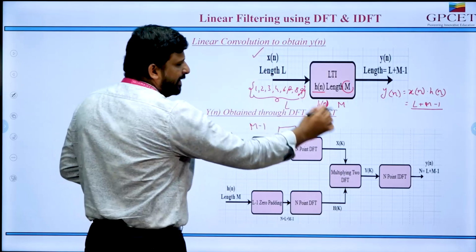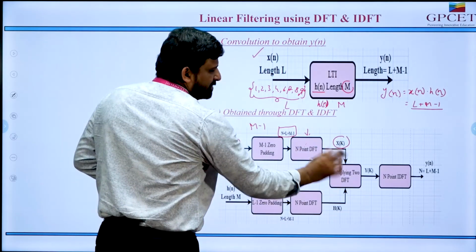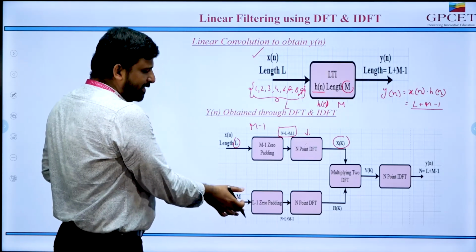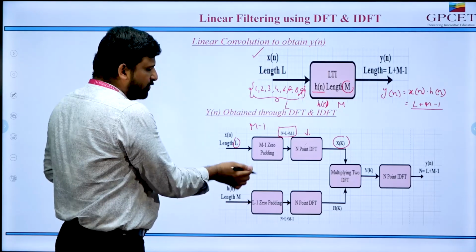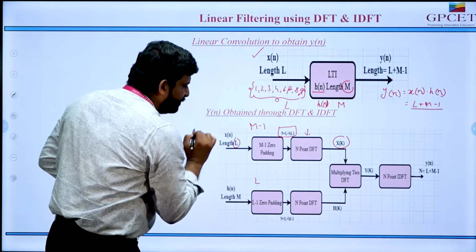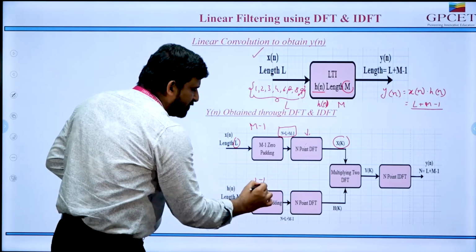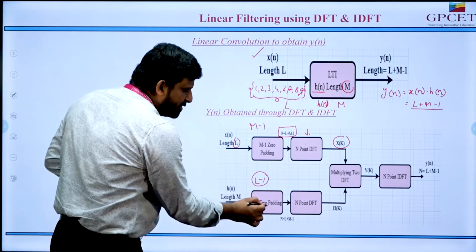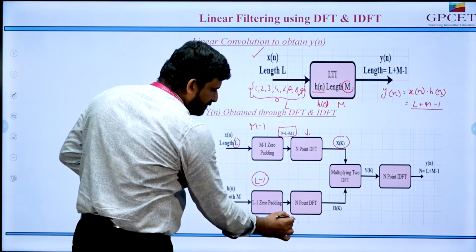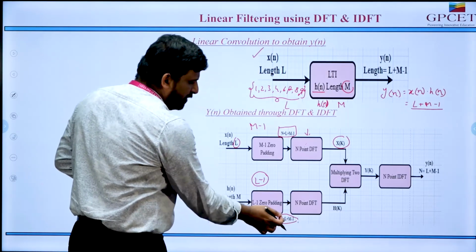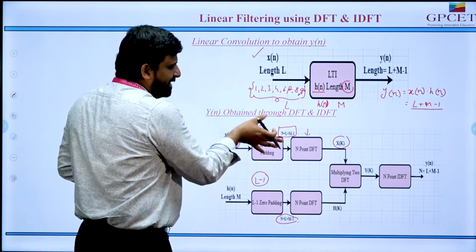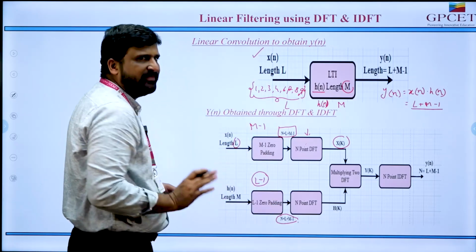that is, x of n will be converted into capital X of k. So here one input I have given. Similarly, I have taken h of n with the length of capital M, and I told you that the sequence should be balanced here. For that, I am adding L minus 1 zero padding. L means length of the input sequence x of n; minus 1, whatever the value I get, that many zeros are added to the input sequence h of n. So you can see here, the length will be equal, N is equal to L plus M minus 1, and here also you can see N is equal to L plus M minus 1. So at this stage, the lengths of both sequences x of n and h of n will be equal.